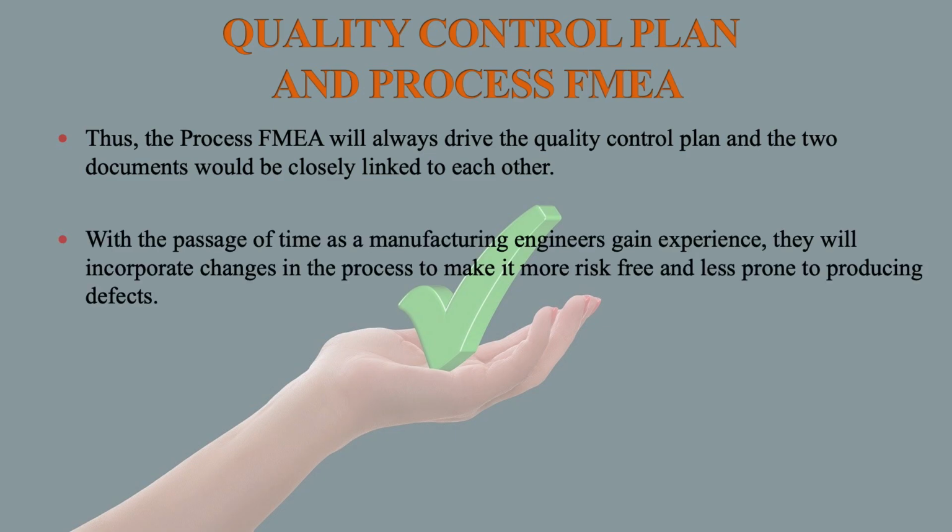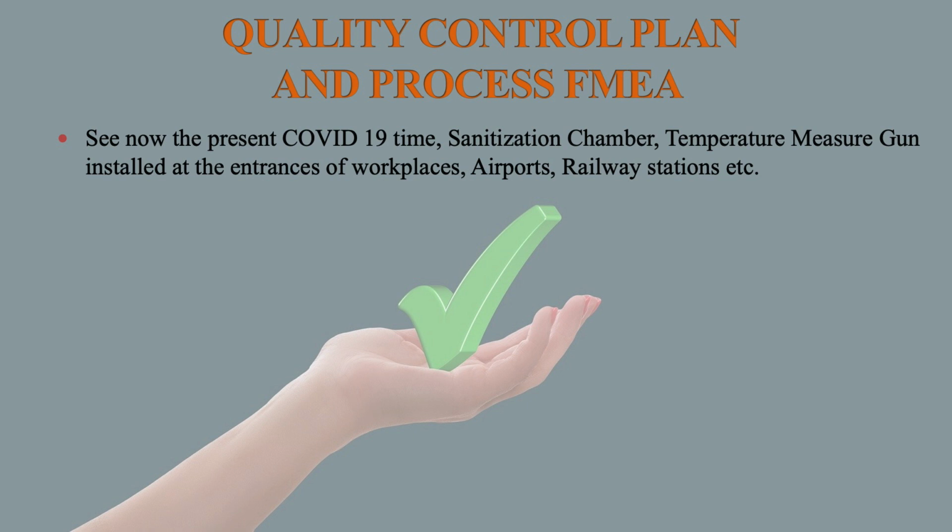With the passage of time, as the manufacturing engineers gain experience, they will incorporate changes in the process to make it more risk-free and less prone to producing defects. For example, in the present COVID-19 time, sanitization chambers and temperature measuring guns are installed at the entrance of workplaces, airports, railway stations, etc.